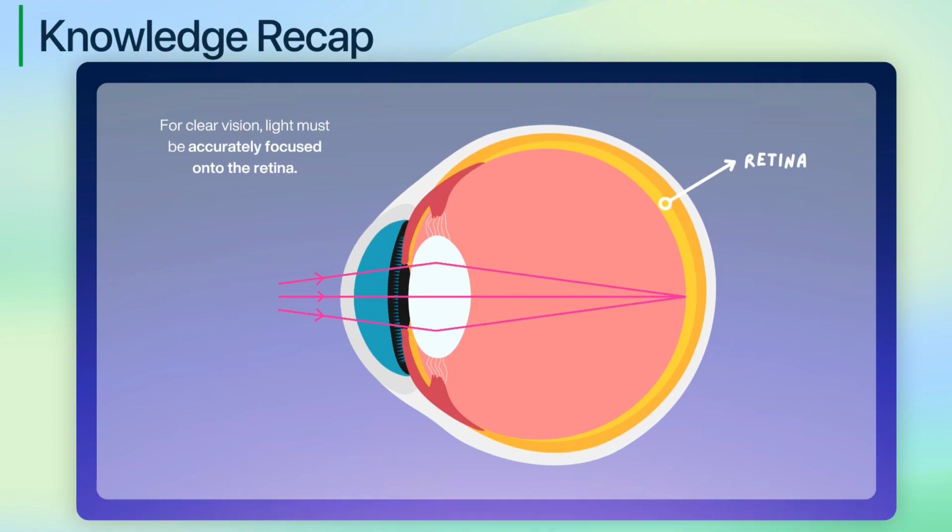So far, you have learned how the eye focuses light to form clear images. This understanding is fundamental as it allows us to appreciate how different defects affect this process. For instance, knowing how the eye focuses light helps us understand why someone with myopia can't see distant objects clearly, or why someone with hyperopia struggles with near vision.